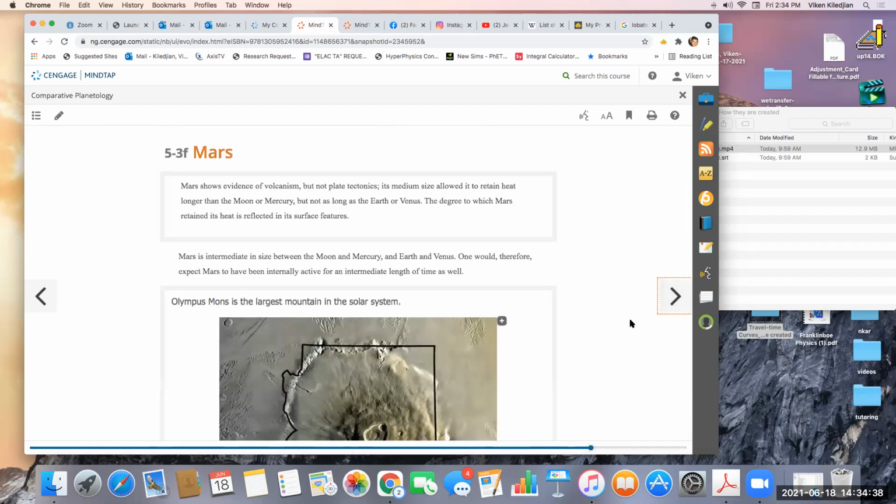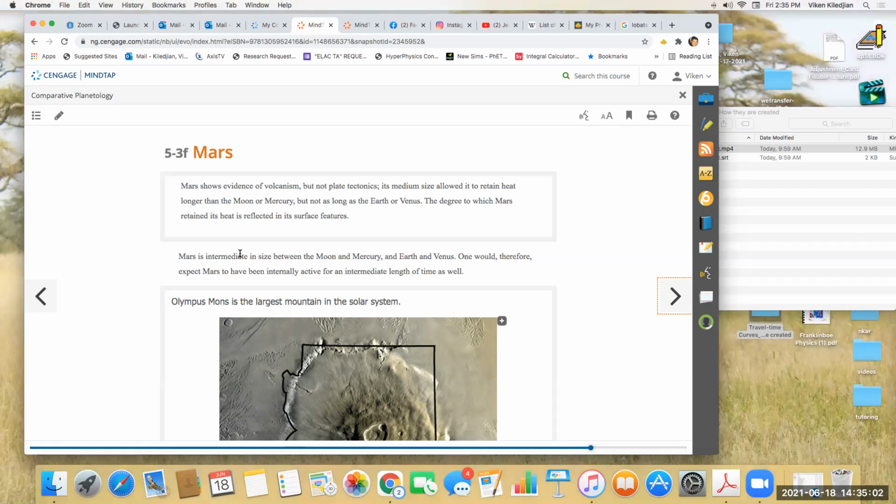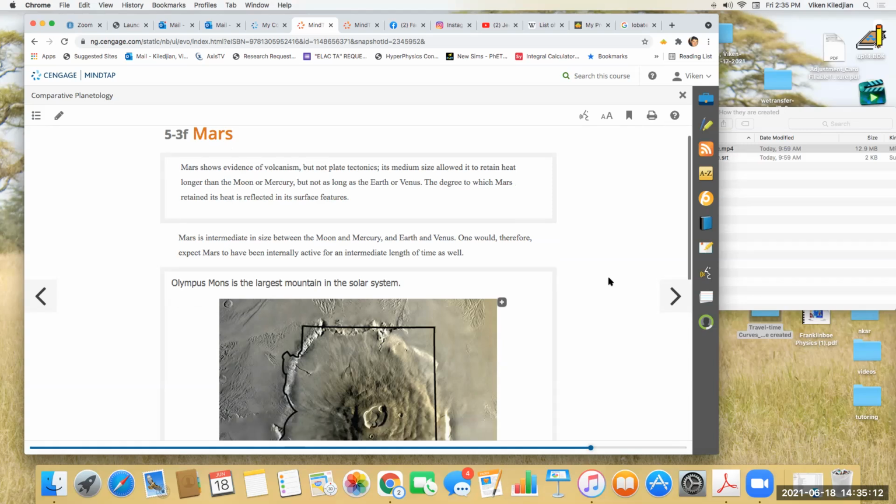Okay, now we go to Mars. Mars shows evidence of volcanism, but not plate tectonics. So it does have a lot of volcanoes, but not plate tectonics. Its medium size allowed it to retain heat longer than the Moon or Mercury, but not as long as the Earth or Venus. The degree to which Mars retained its heat is reflected in its surface features. Mars is intermediate in size between the Moon and Mercury and Earth and Venus. One would therefore expect Mars to have been internally active for an intermediate length of time.